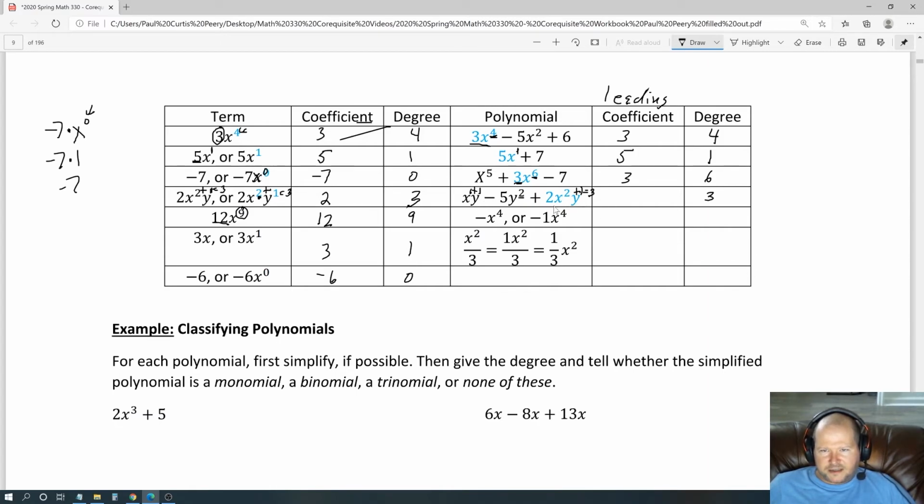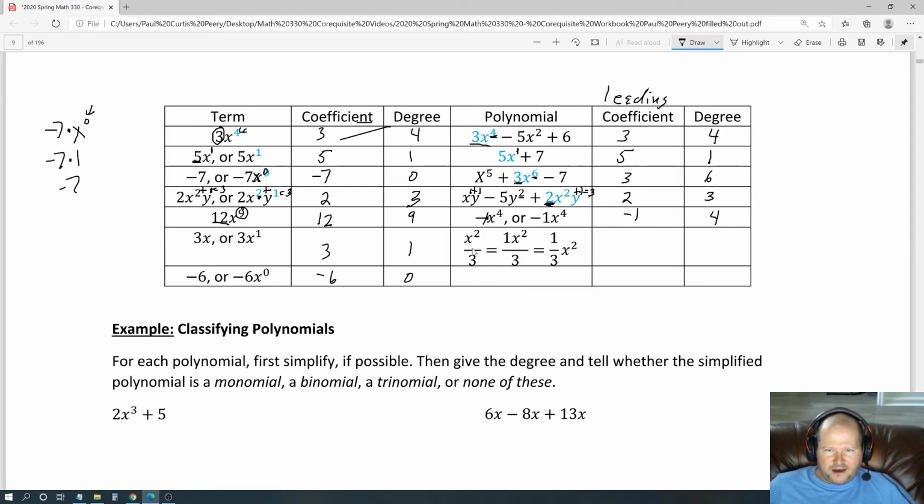We would also say that the coefficient in front of that is a 2. The leading coefficient is a 2. Over here we have an understood negative 1. There's a fourth degree, and we have a negative 1 coefficient.